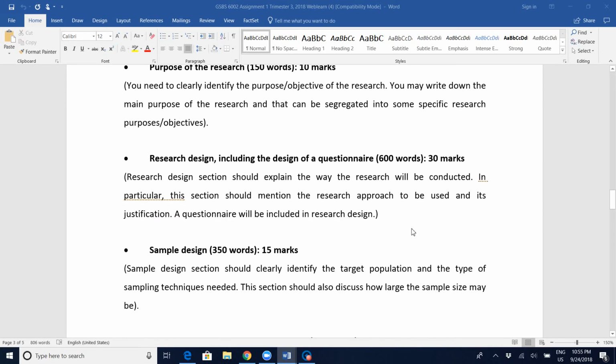The next section is research design, including the design of a questionnaire. In this section, you should write down in detail how the research will actually be conducted. Keep in mind that whatever approach or method you take in research design, you need to justify why it has been chosen. For example, if you say that you will be choosing an exploratory research, a causal research, or a descriptive research, write down why. Then if you say that you will be doing a survey research, justify why, because survey research is not the only research approach in this world.